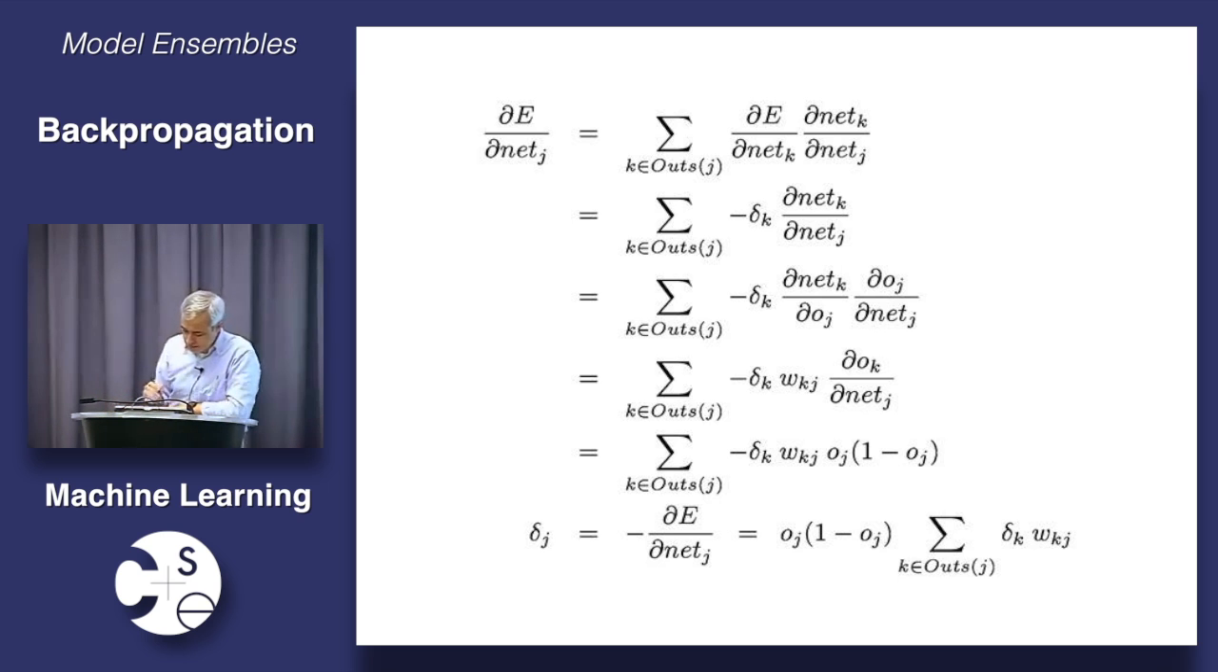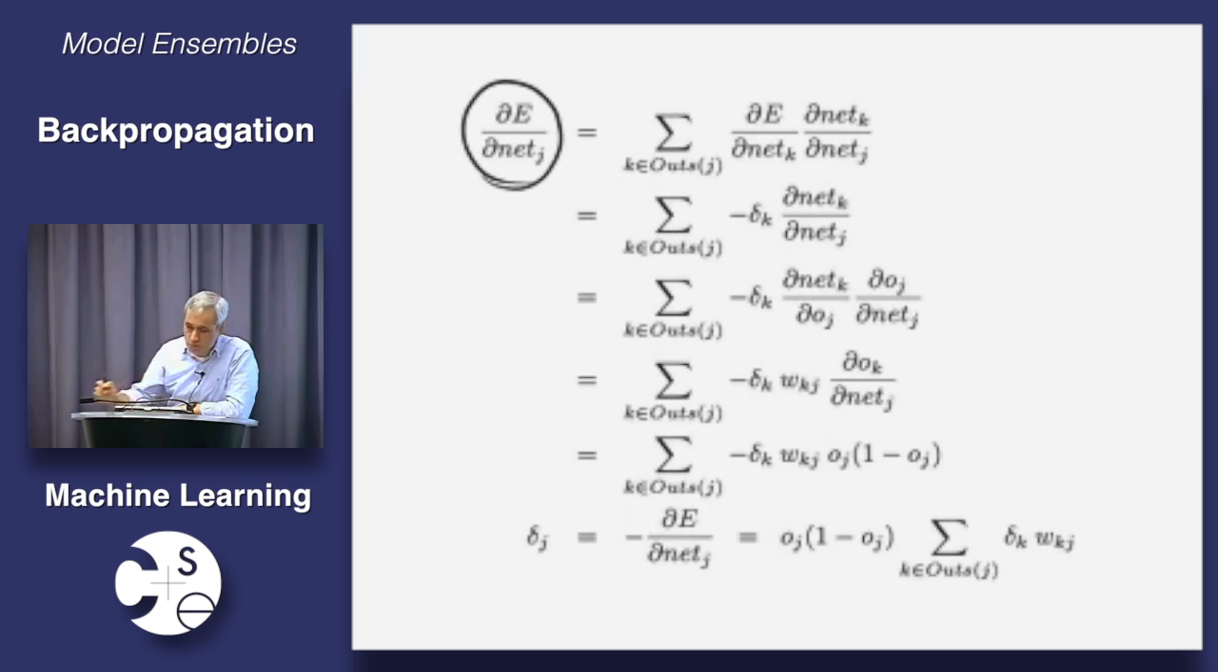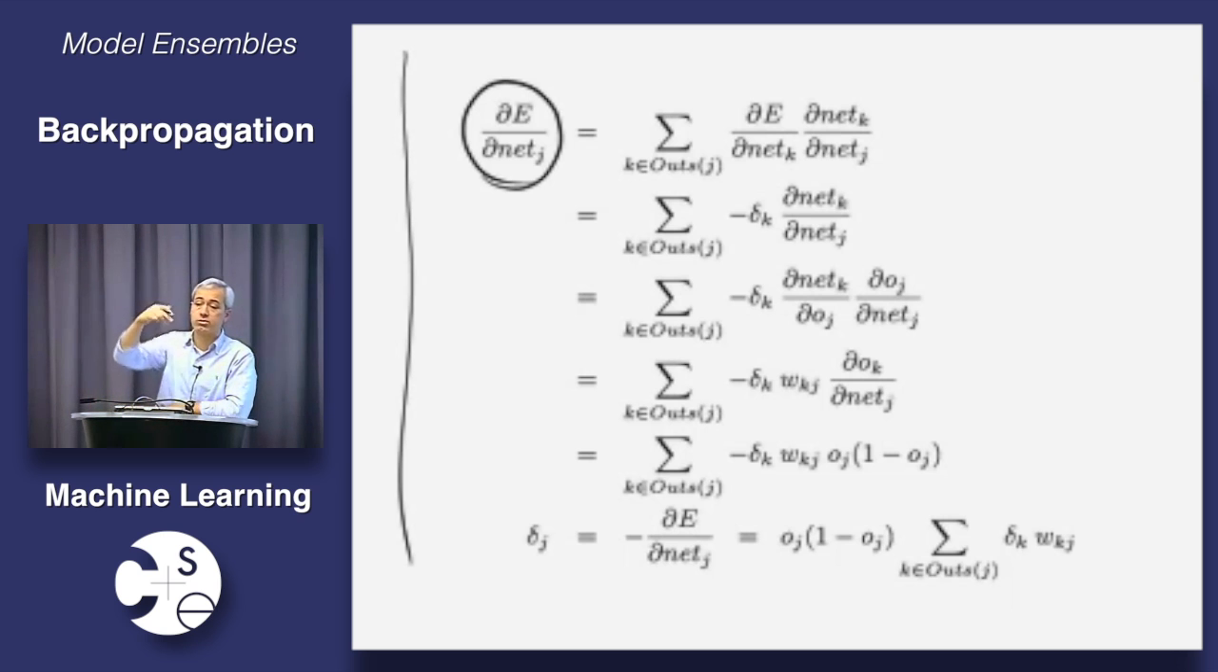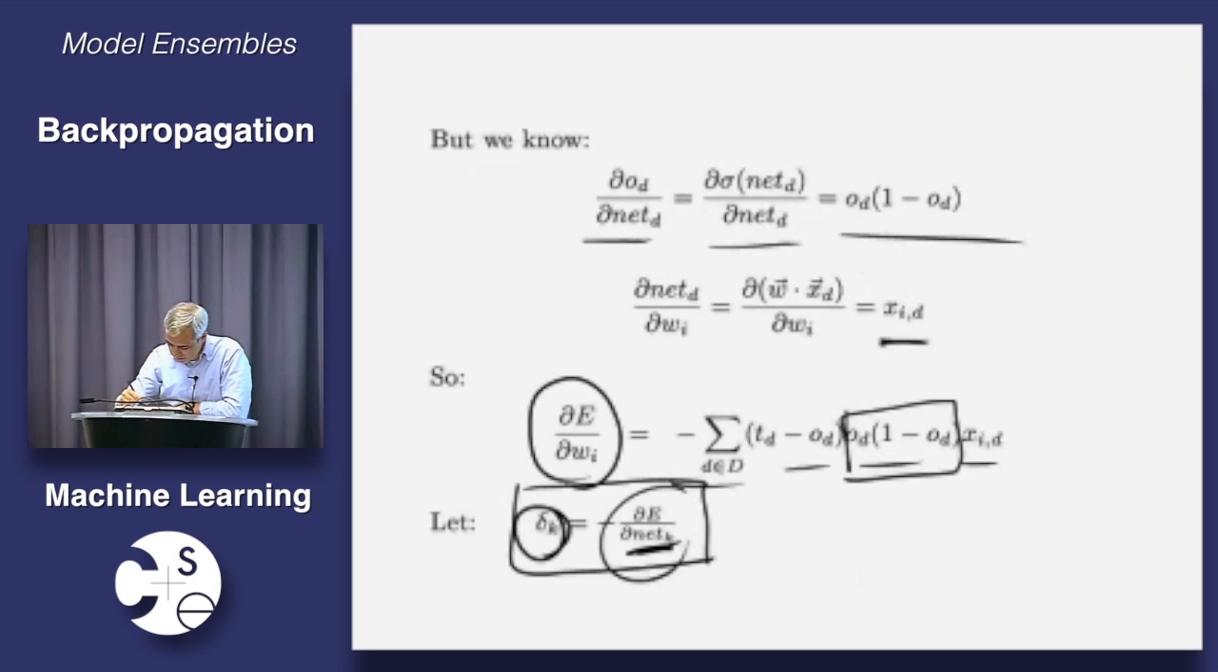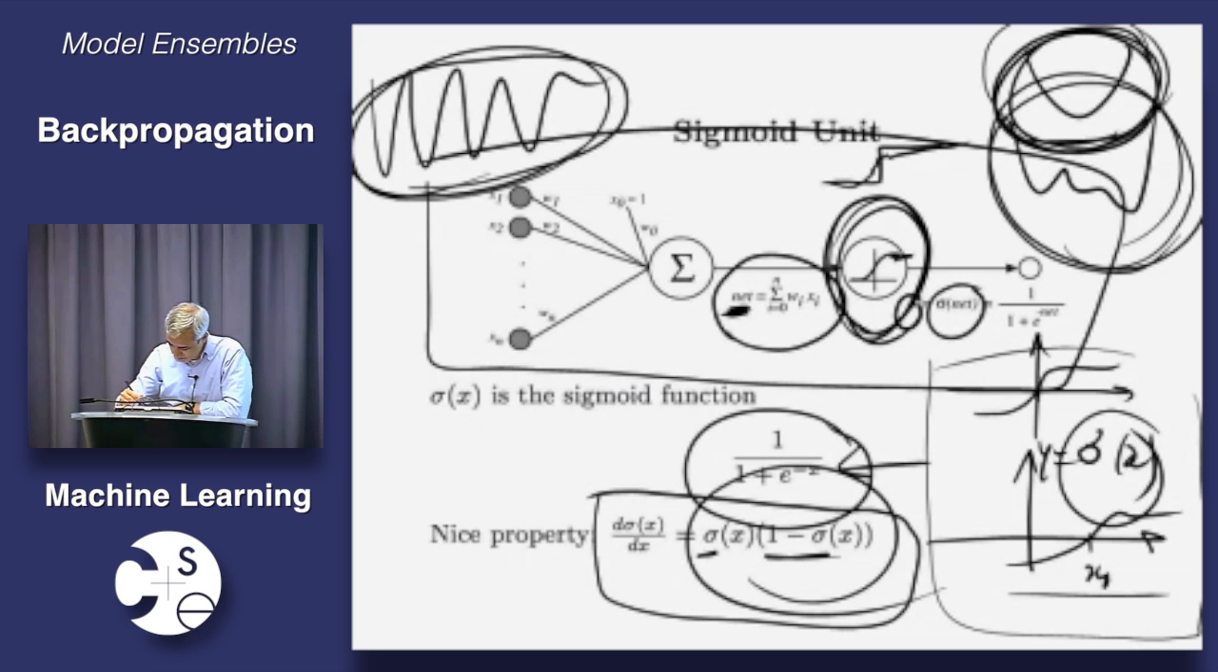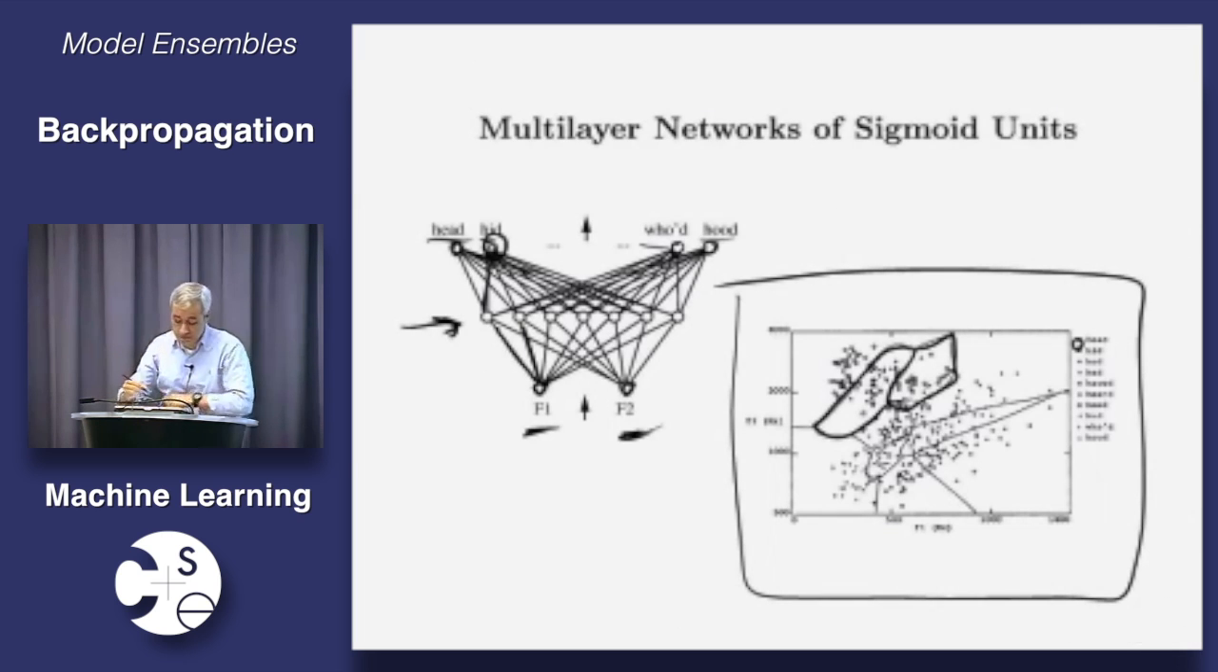So, calling this delta K, let's see what the derivative of E with respect to net J is for a neuron in the hidden layer. This looks like a bunch of ugly math, but as you'll see, it's fairly straightforward. And this is really where the action of the backpropagation algorithm is. We are now ready to compute the derivative of the error with respect to a weight of a hidden unit. So, going back to this figure, we already know how to compute the derivative of the error with respect to these weights, the weights of the output units.